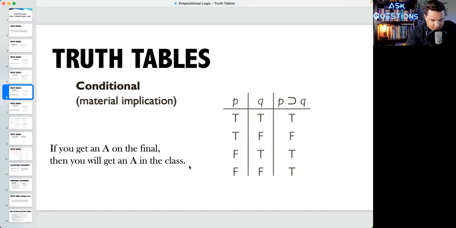Okay. Let's say you took a class and the professor made the following deal with you. The professor said, if you get an A on the final exam, then you will get an A in the class, regardless of your performance earlier in the term. So that's not a bad deal. So let's go through the four possibilities. First scenario, you hold up your end of the bargain, you get an A on the final, and then when you go online to look at your grade, you got an A in the class.